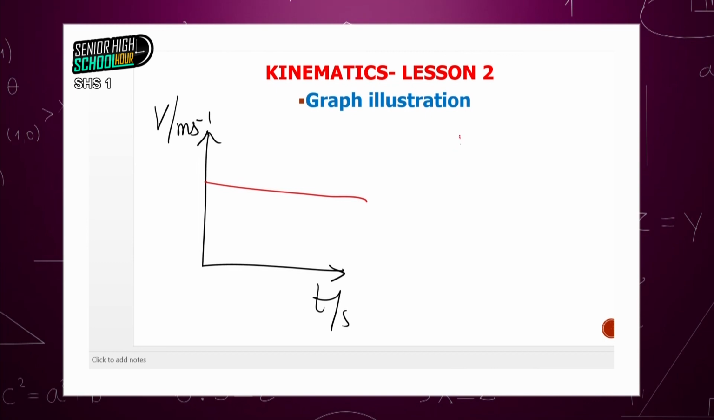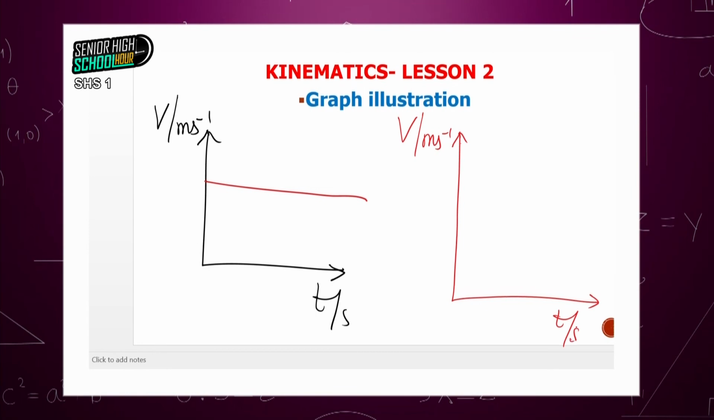Let me pick this new graph. Velocity in meter per second, time in second. Now, we still have a horizontal line this way. Let's try and put in some values. So 0, maybe 2, 4. Let's say 6. And let's say that we have 10 here. So from this graph, the velocity is 10 meters per second at time t equals 0.